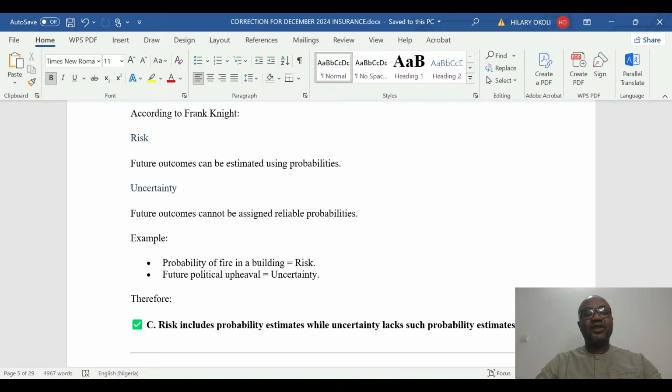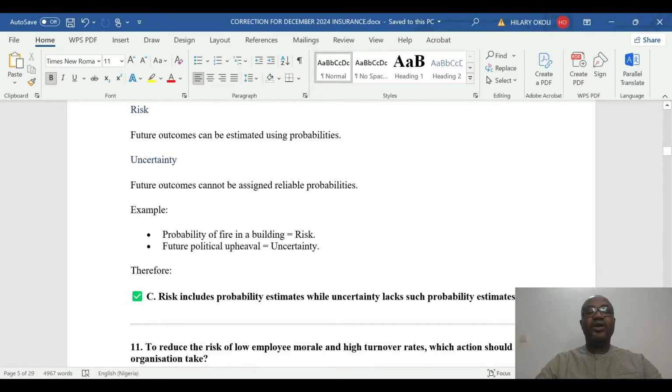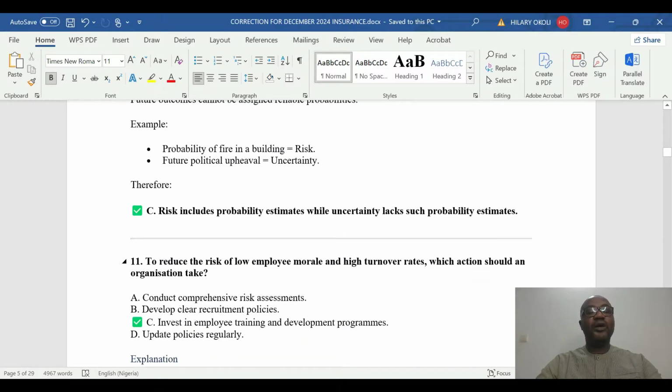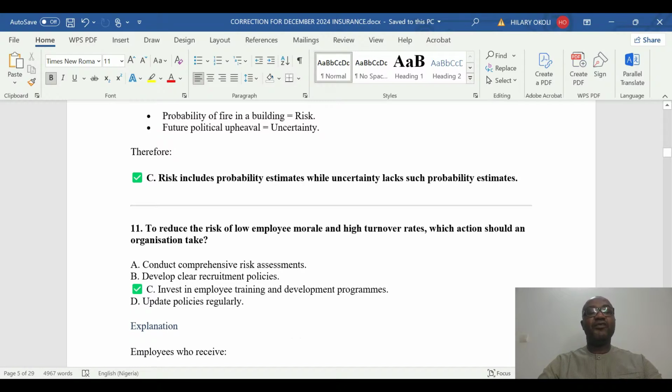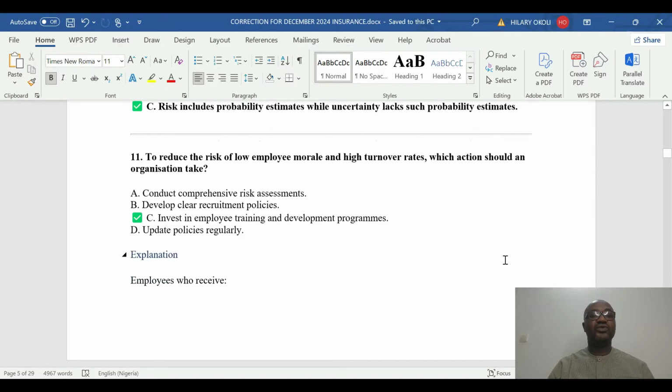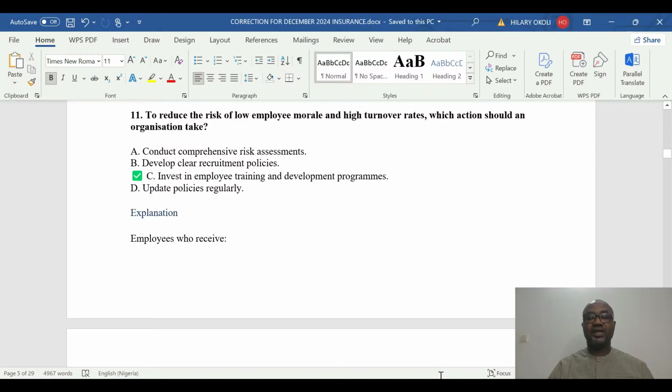So the difference between risk and uncertainty, as we have said before, is that option C is the correct one, and C simply says that risk involves a probability estimate, while uncertainty lacks such a probability estimate. So we'll go on to the next question and see what it has. That is the way it goes, and we did discuss most of these things in the class.